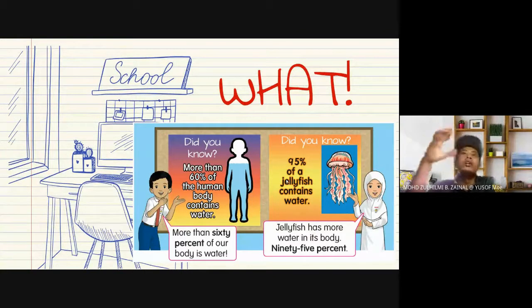Compared to our body, the jellyfish contains 95% water. Only 5% is substance, and everything else is water. That's why it looks like water, like jelly, and that's why it's called jellyfish. So 95 out of 100, where 100 means its whole body. Only 5% is other things, and the 95% is water.